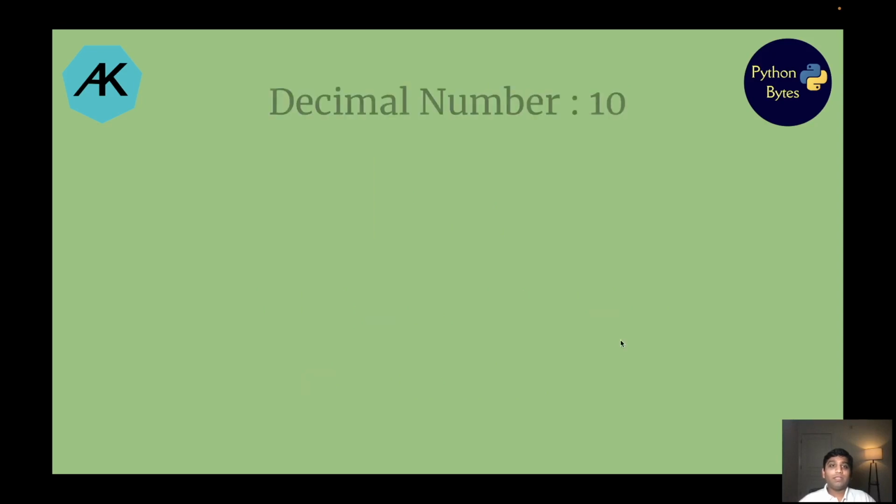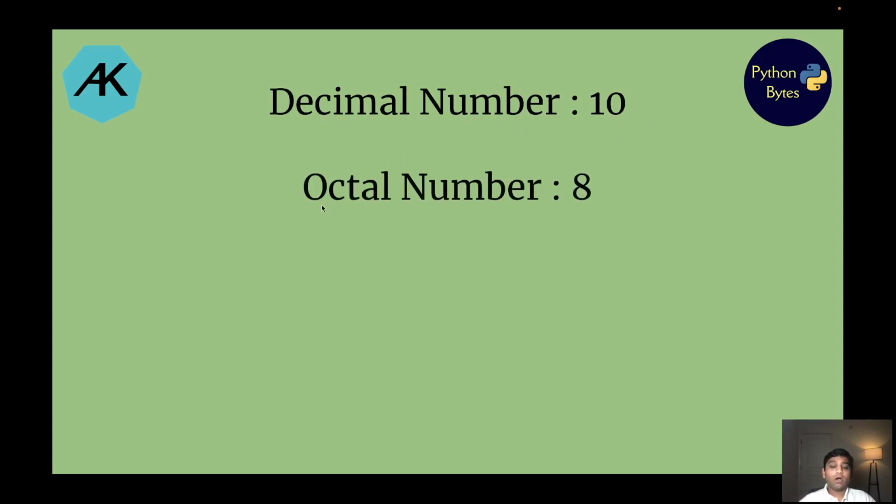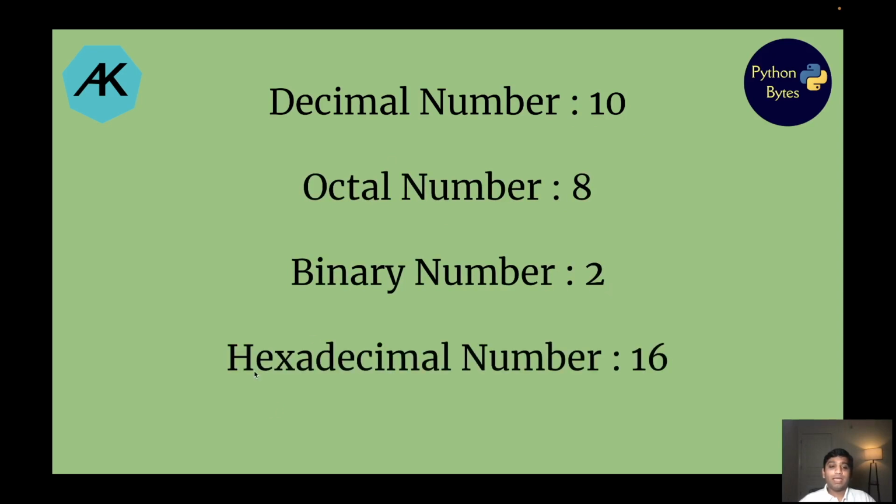As we have seen the names, decimal number, so deci means 10, so there are 10 digits. Octal, octa means 8, so 8 digits. Binary means bi is 2, so it is 2 digits. Hexadecimal is, hexa is 6, decimal is 10, so 16 numbers. So that is why there are 16 characters in hexadecimal, 2 in binary, 8 in octal and 10 in decimal.